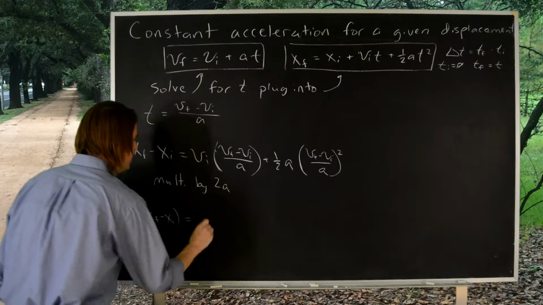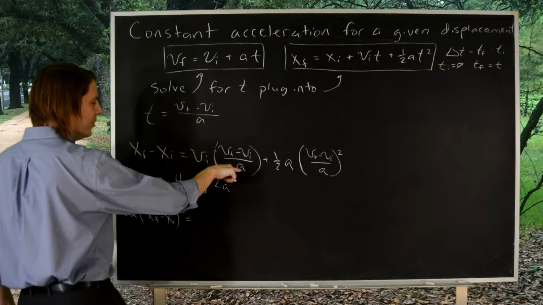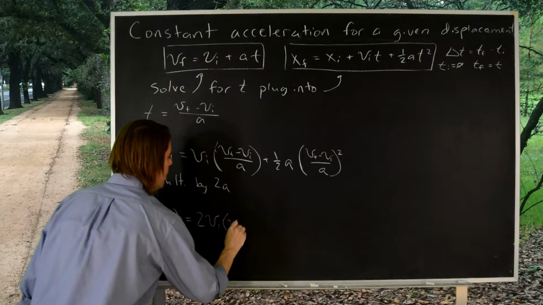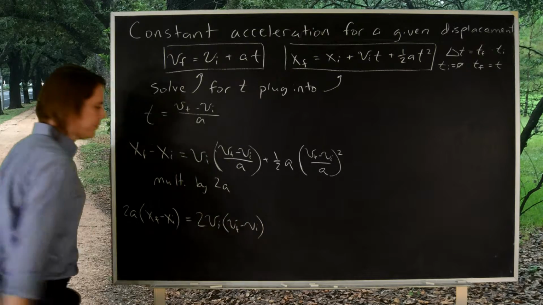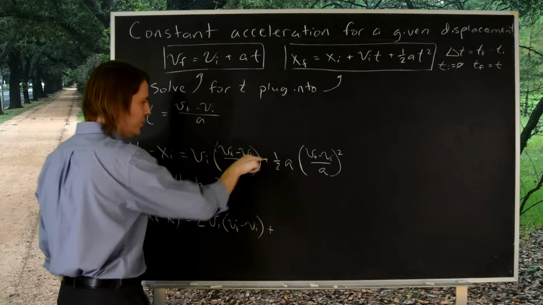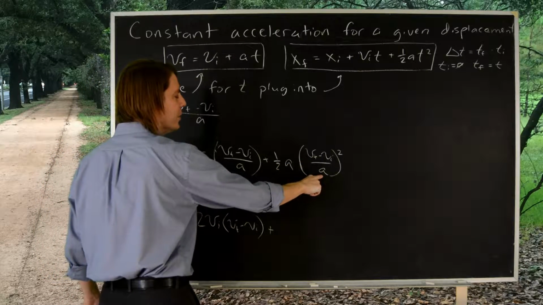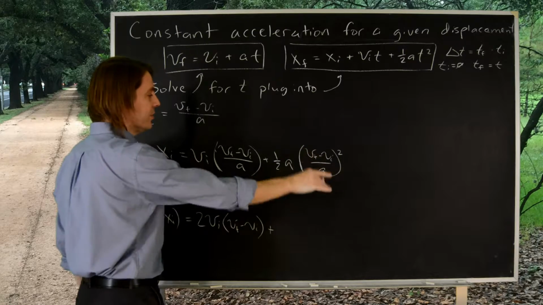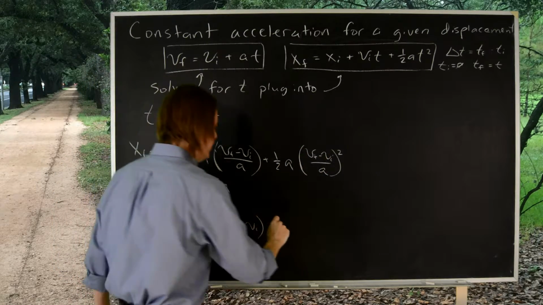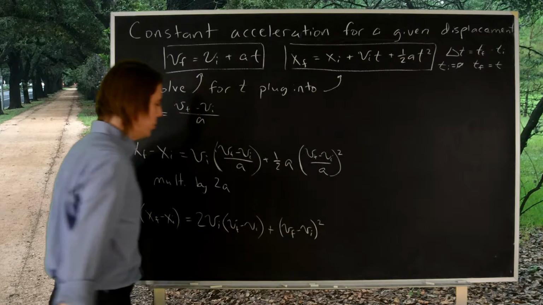And then here, let's look term by term. That A, when we multiply by 2A, it's going to cancel there. So you're going to get 2 V_i, V final minus V initial. And then this term, the 2 is going to cancel the half. This A and this A will make A squared, but there's A squared in the bottom. So those are all going to cancel. That's why I chose 2A. And all you're left with is V final minus V initial squared. The change in velocity squared.